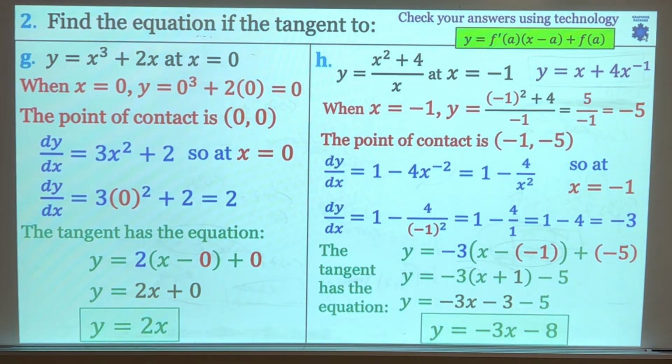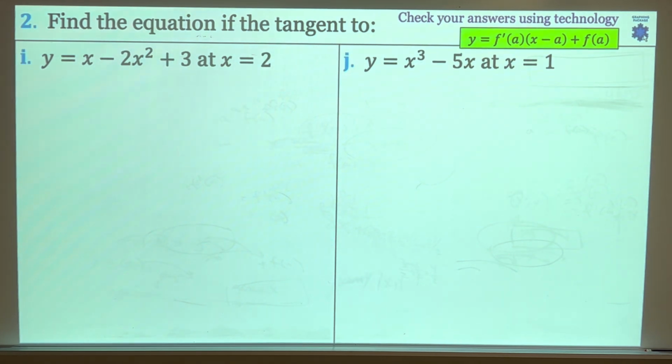C, F, G, H, I, and J. All right, you can always use the technology to check your answer as well. I'm not going over that though because it'll take forever.